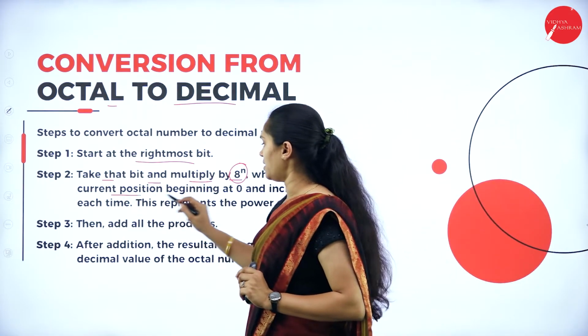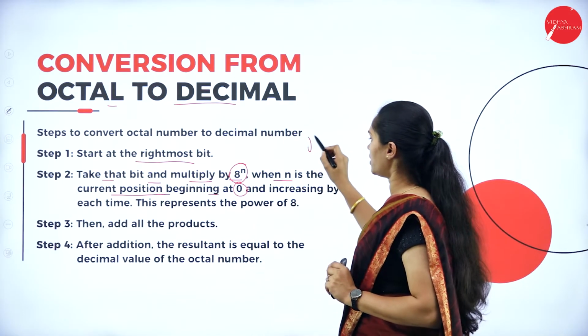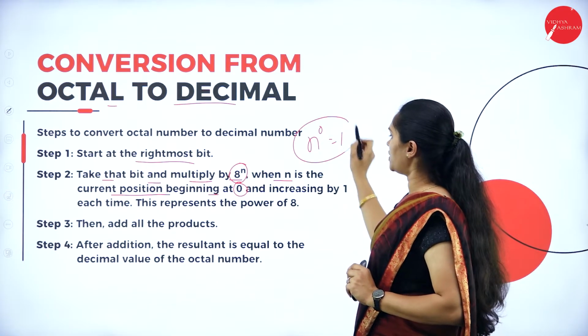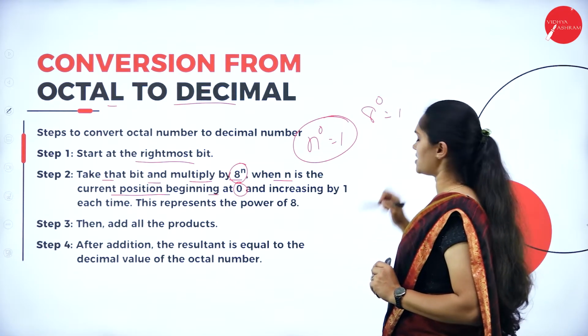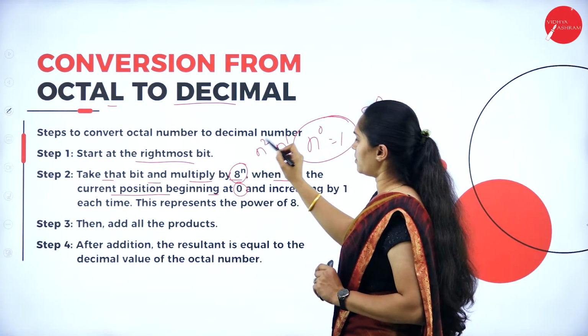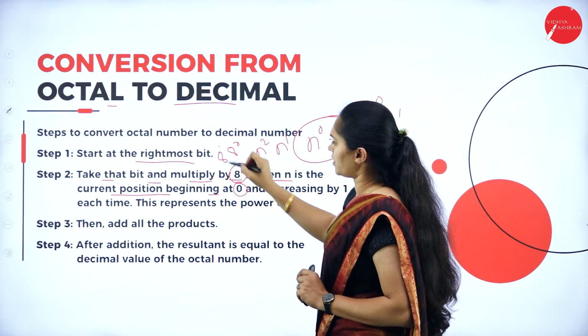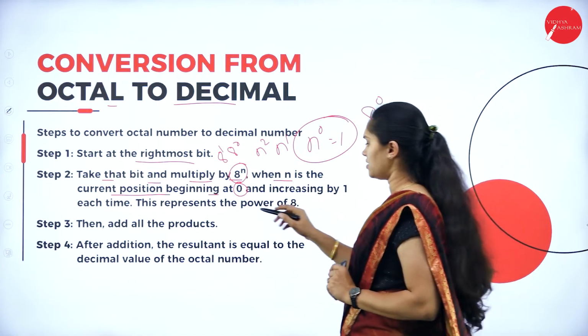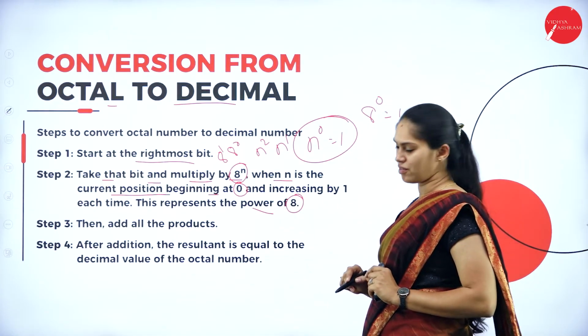When n is the current position beginning at 0, if n is 0, then it will be equal to 1. That is, 8 power 0 is always equal to 1. Then increment it by the next number: n power 1, n power 2. That means 8 power 0, 8 power 1. In that way we have to write. Then that will represent the power of 8.